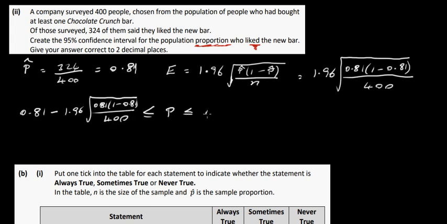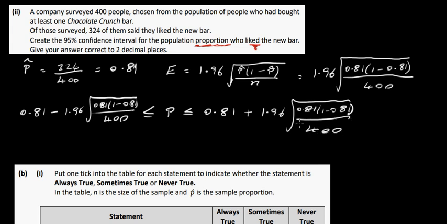And on this side then we'll have our 0.81 plus our margin of error, 1.96 times the square root of 0.81, 1 minus 0.81 divided by 400. So you just got to work those out. It's really just a lot of calculator work, and you finally end up with your 95% confidence interval for the population proportion who liked the new bar. Give your answer correct to 2 decimal places.